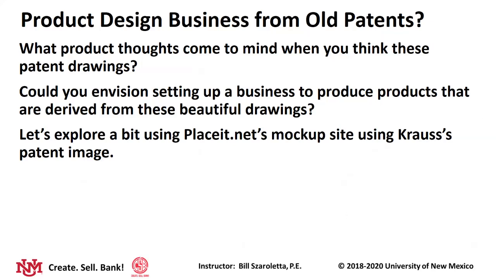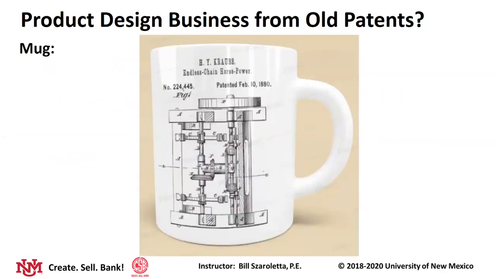Let's explore a bit of Placeit.net's mock-up site using Krauss's patent image. Now, you can bookmark this site, but what about a mug? Just put that on. I've got it on a little bit at an angle, but somebody might buy that. If you have engineers or inventors in the family, or you want to market to that particular user group, they might like this.